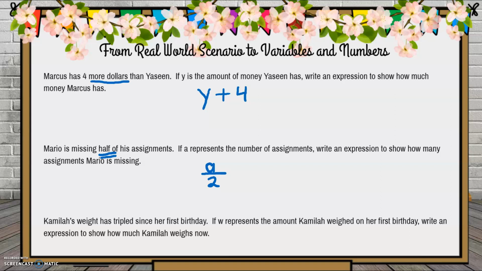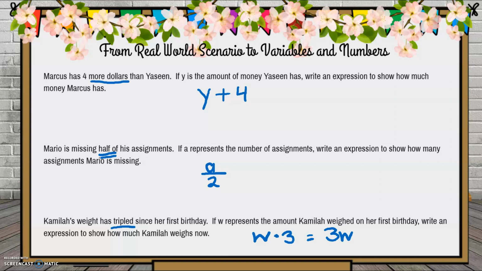The last example says Camilla's weight has tripled since her first birthday. If W represents the amount Camilla weighed on her first birthday, write an expression to show how much she weighs now. So whatever Camilla weighed on her first birthday, W, we can multiply it times 3, right? Because her weight has tripled since her first birthday. I'm going to also go ahead and rewrite that as 3W, and I took away the multiplication sign because we know when we multiply a variable and a coefficient, we don't need a symbol between it.